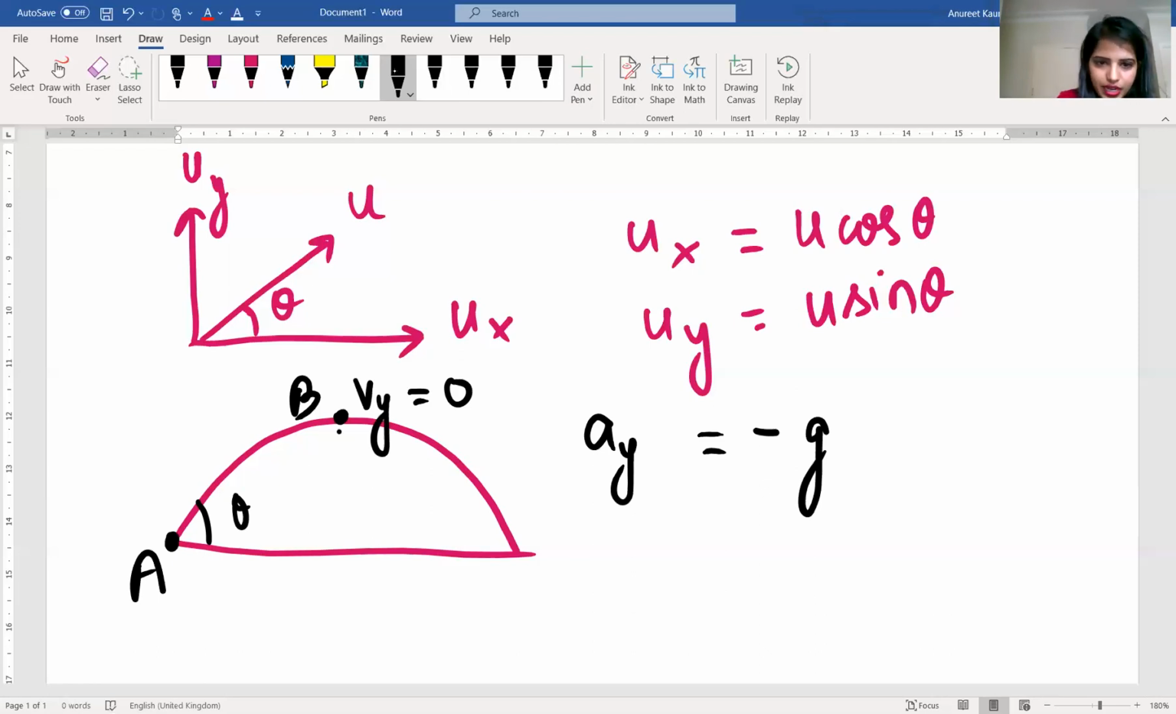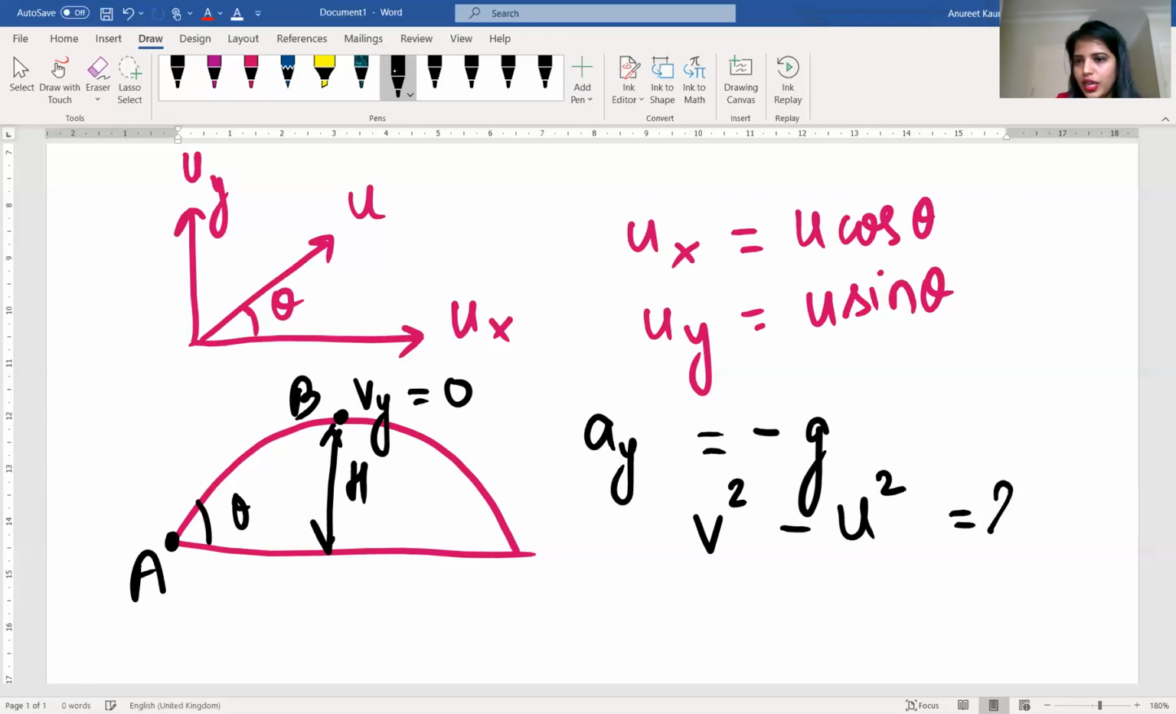Now, how can I find this maximum height h from the ground? We know that we have the equation of motion v square minus u square equals 2as. Because we are considering the vertical height, I'm going to consider only the vertical components of displacement, velocity, and acceleration.